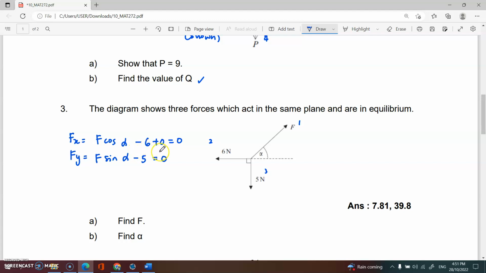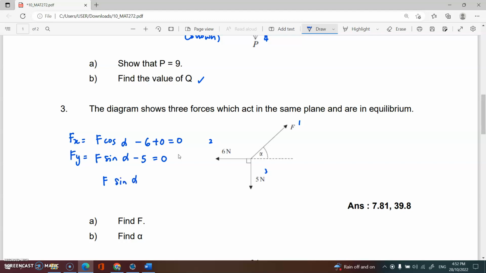So you can do simultaneous equation, either by using the substitution method, where you find F or alpha and then substitute into the other equation. Or maybe the simplest way is to use a technique where you can simply cancel the F. If we have sine and cos, maybe we can consider tangent, which is a combination of sine and cos.